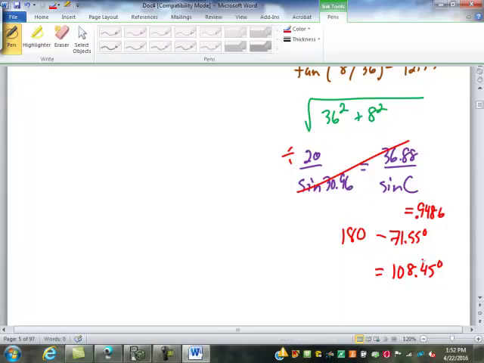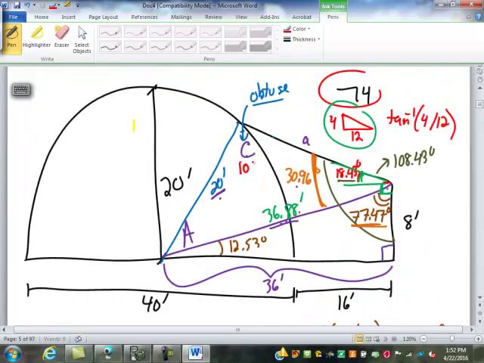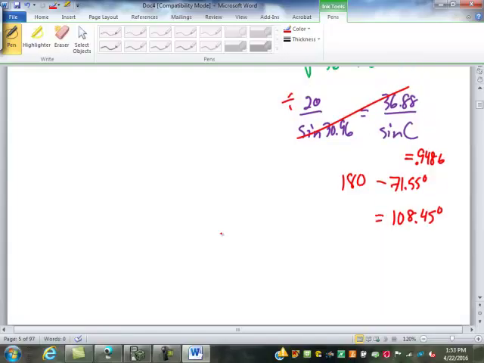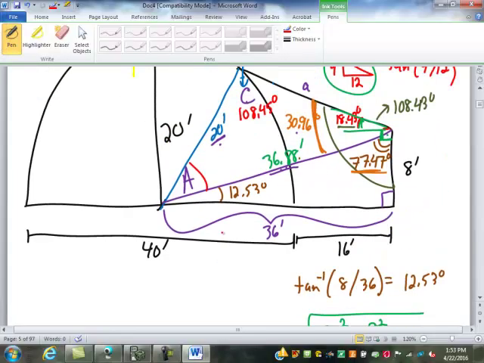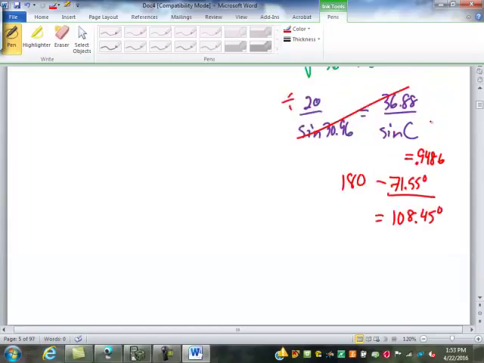Everybody catch that? 108.45 degrees. Any questions there? Which means this angle here must be what? 40.59 degrees. How do you get that? Very good question.